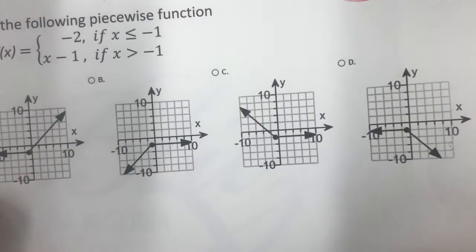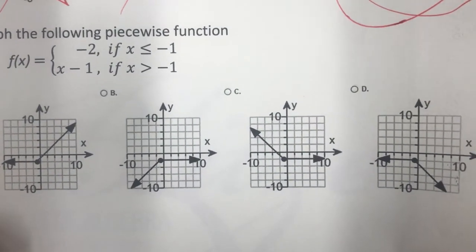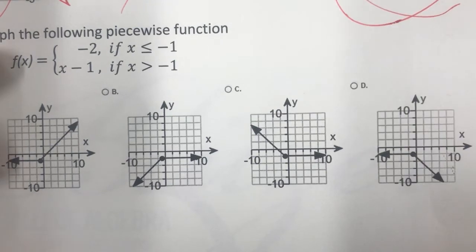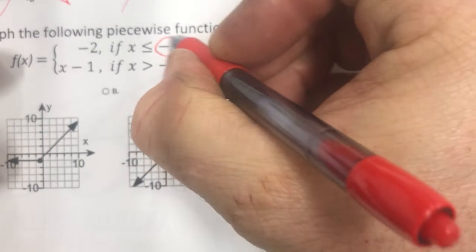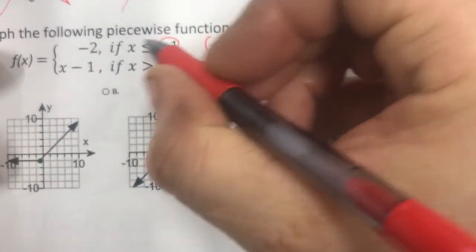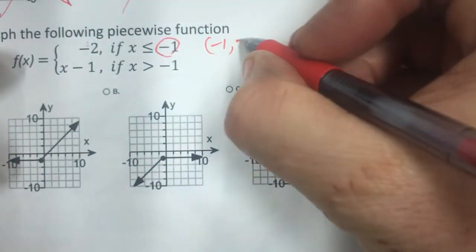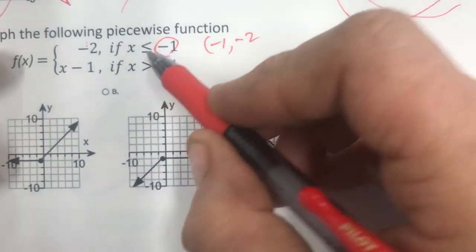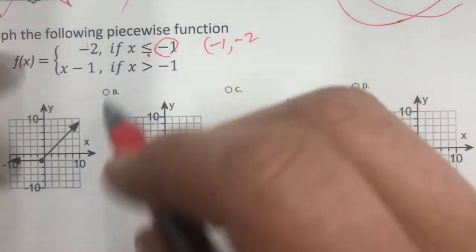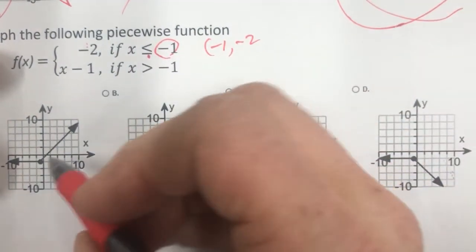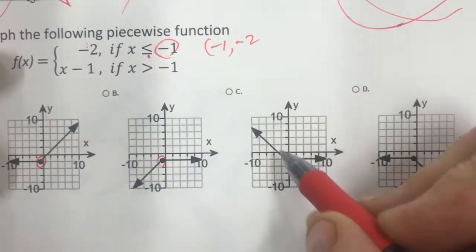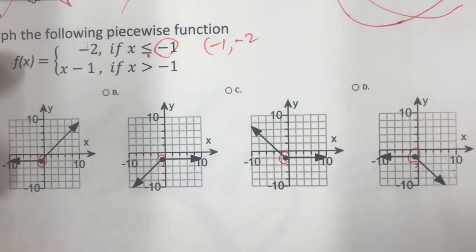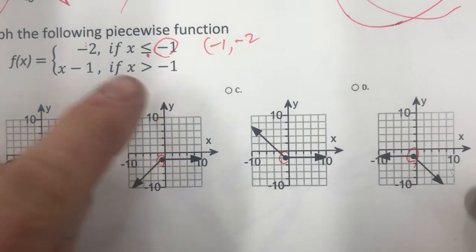Okay, one more. We're going to graph this piecewise function. Which graph is the correct graph? So I'm going to try the top piece, -1 first. At -1, the function value would be -2. So -1, -2, and it should be colored in. See, it's got the equal to line. So -1, -2 is right there, it's colored in. Oh, that's it. All four of these have this point colored in.